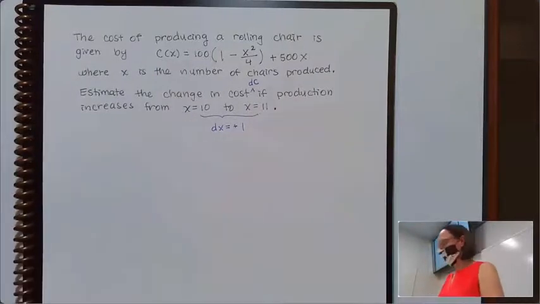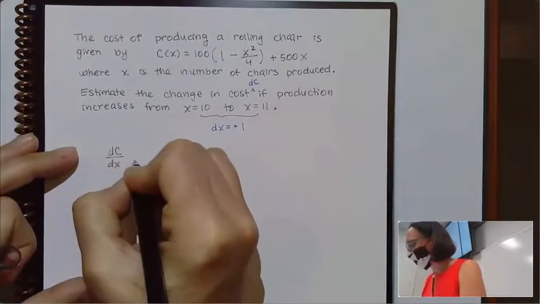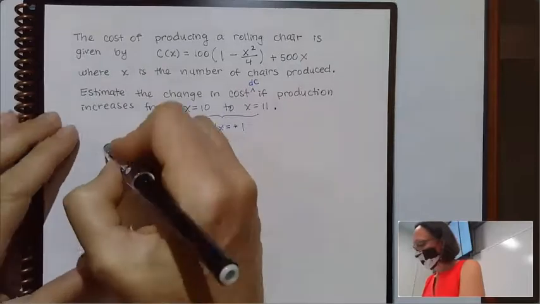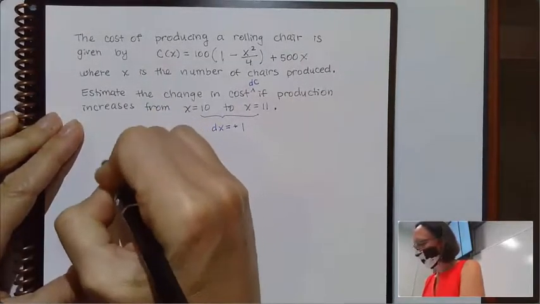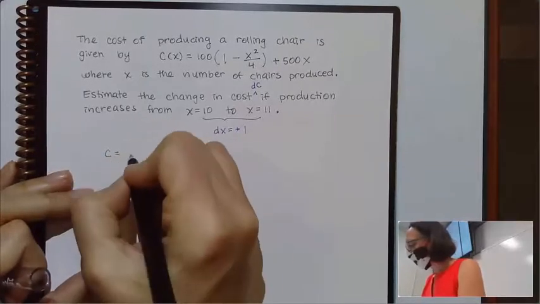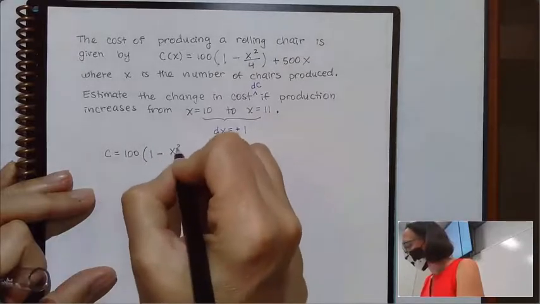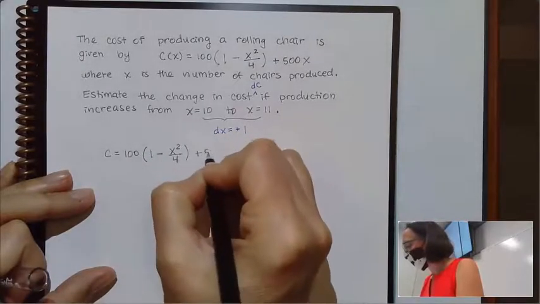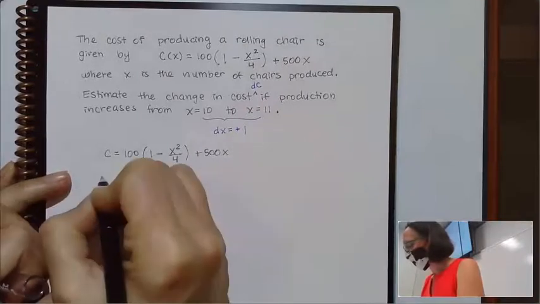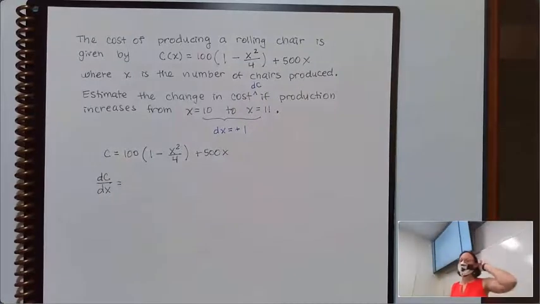So in terms of the differential piece of it, we're just going to take that derivative, dC/dx. And since that's hiding up there, let me just write C down here so that they're next to each other before I get started. So C was equal to 100 times 1 minus x squared over 4 plus 500x. I'm going to give everybody a minute to take that derivative. You are totally welcome to rewrite that before you take a derivative. I'll leave that up to you to decide.